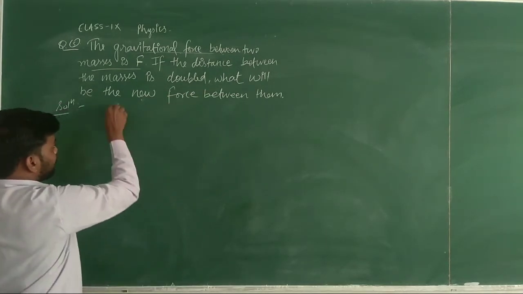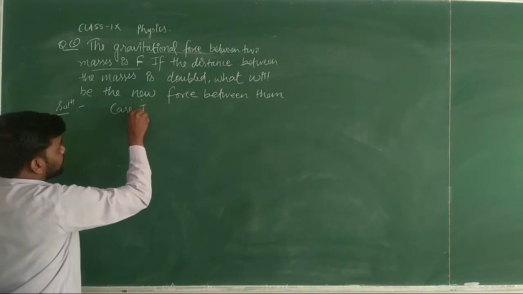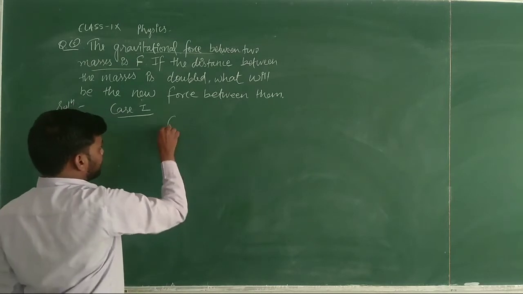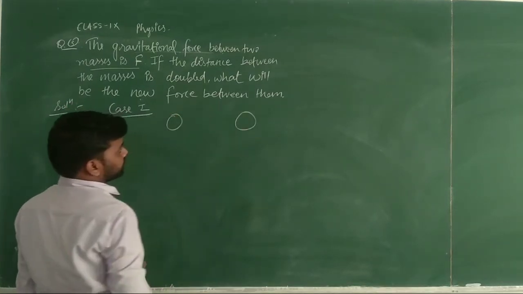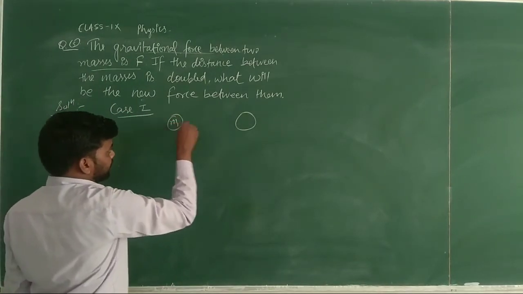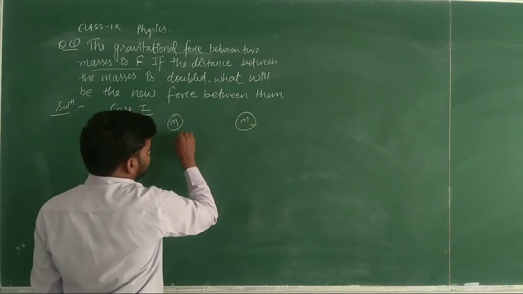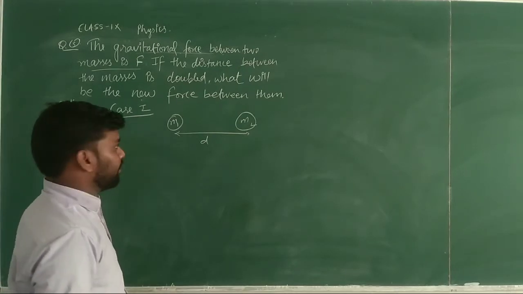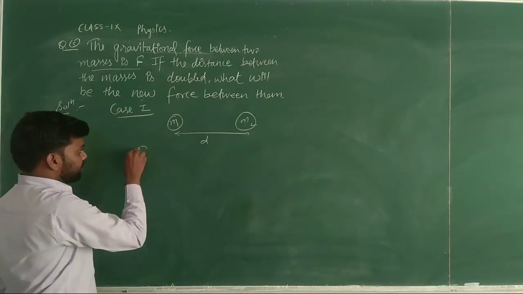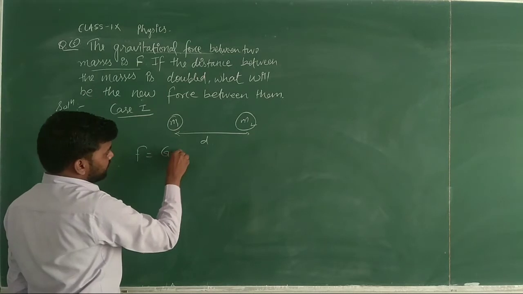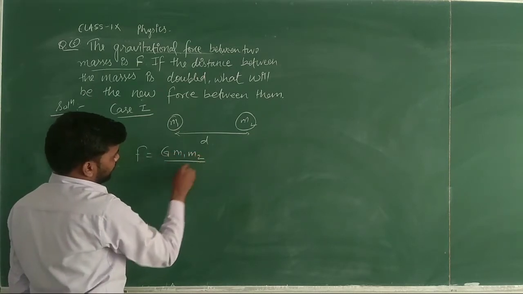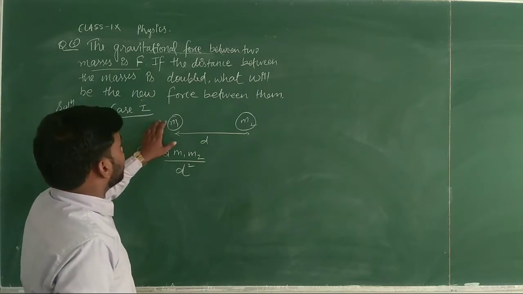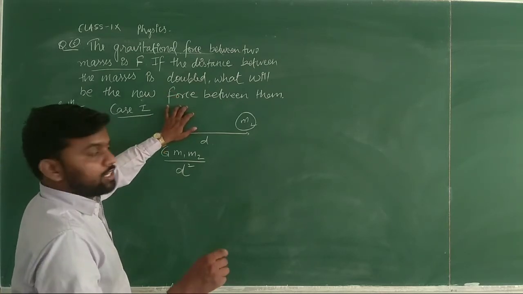Okay, first of all, in this question we will see the case first when we have not doubled the distance between them. So that case will be like this. Suppose it is m1, it is m2, and the distance is d. Now if we apply the formula of the universal law of gravitation, that is F equals G m1 m2 upon d square. Here the values of the masses are not given. We will take our own terms.